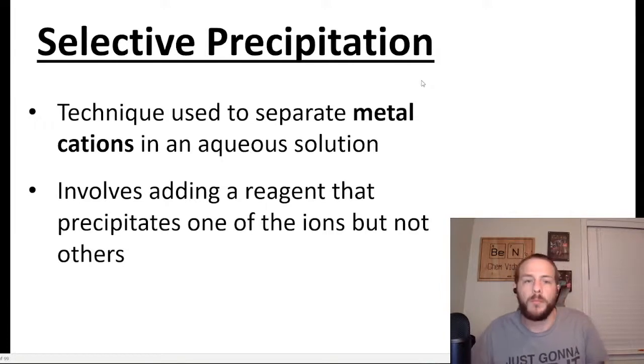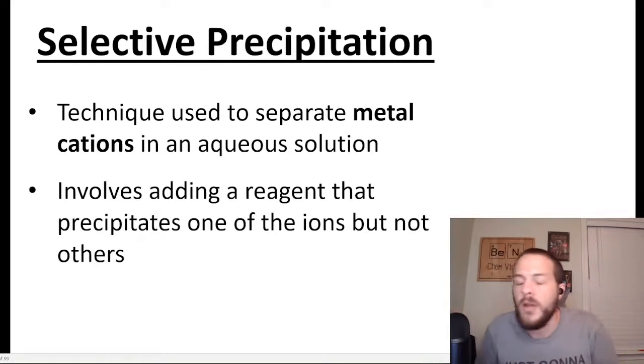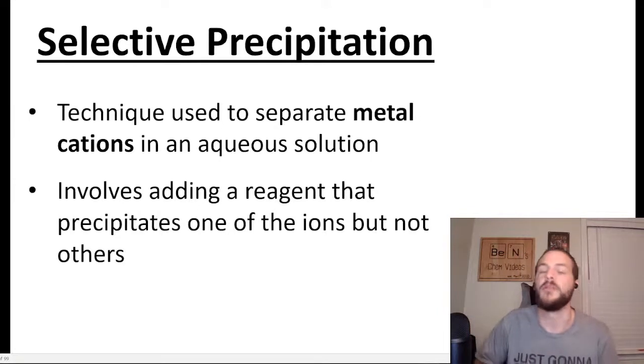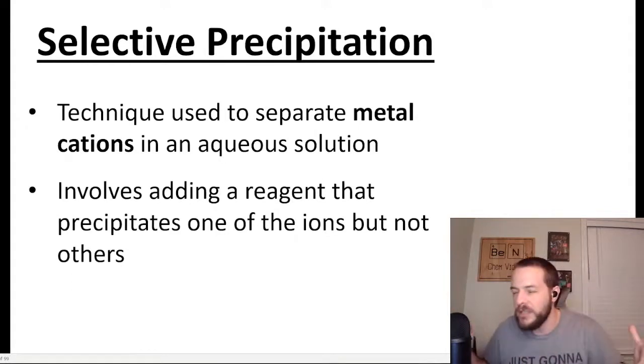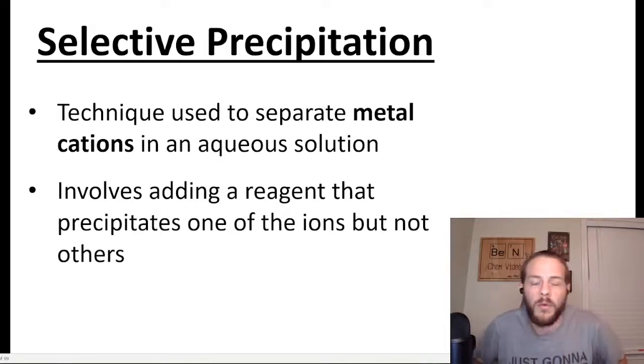It's called selective precipitation. Chemists have researched and developed a wide variety of techniques over the centuries to be able to separate the components of a mixture. You have liquid-liquid extraction, distillation, chromatography, all these elegant, sophisticated techniques invented by very brilliant people to separate the components of a mixture. And one of them is called selective precipitation.